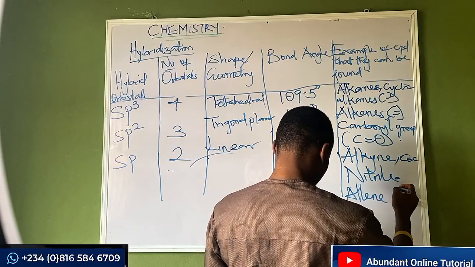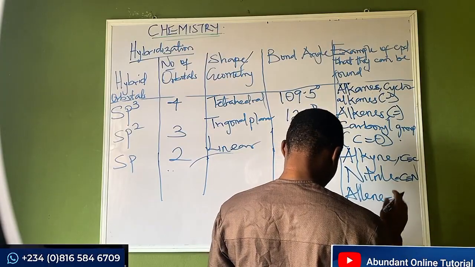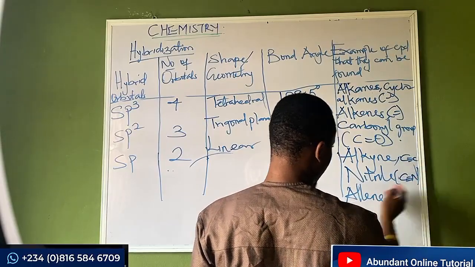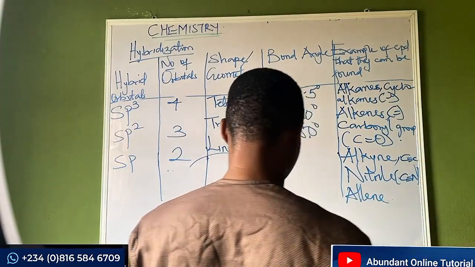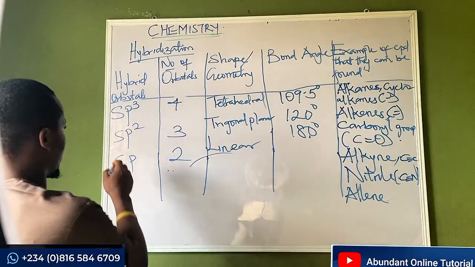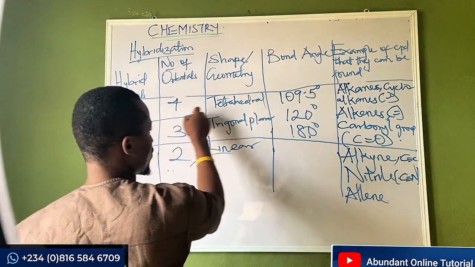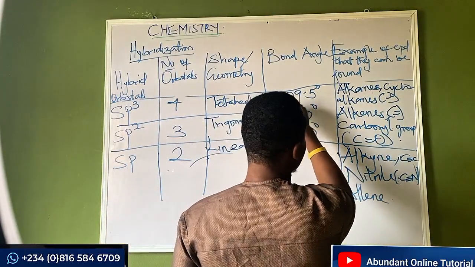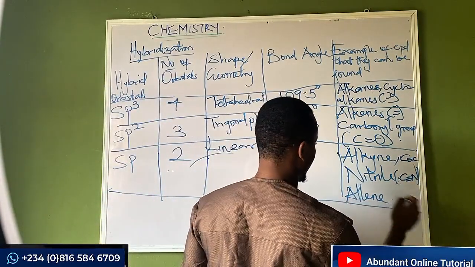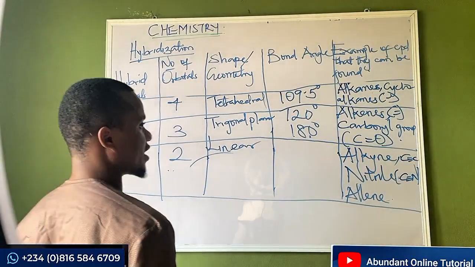This one is C triple bond N, the nitrile, and it can also be seen in allene. So these are the compounds in which these hybrid orbitals are present. For sp2 we have sp2 from this place ahead, and this one is for sp. All right, it's for sp.